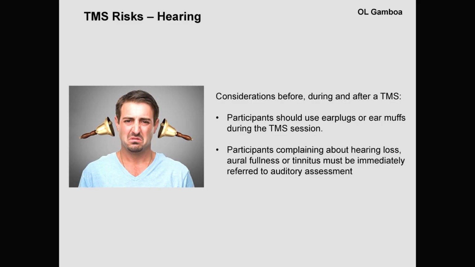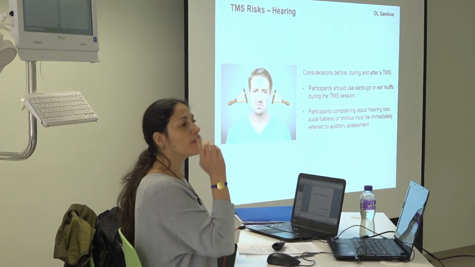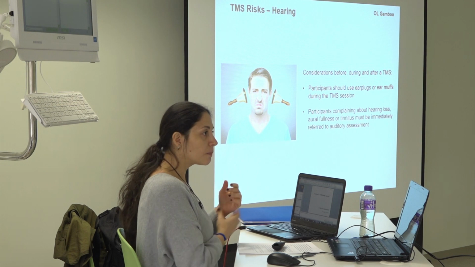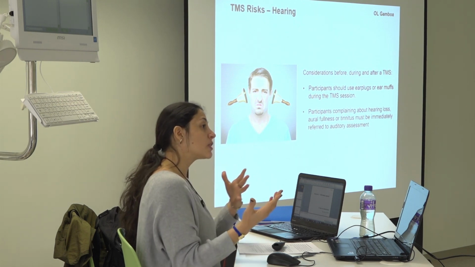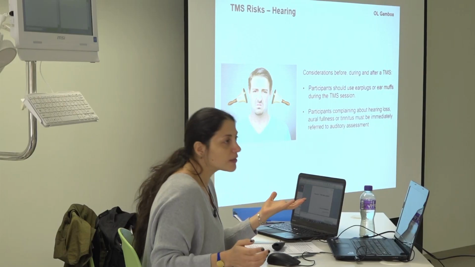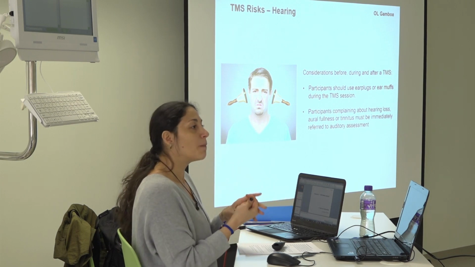As I said already, participants should use earplugs or earmuffs during the TMS session. Participants complaining about hearing loss or aural fullness or tinnitus must be immediately referred to auditory assessment. If a subject complains, look, I am hearing some bells or whatever, they should be referred to a doctor immediately to check what happened, okay? When you are doing your assessment to bring participants here, you need to tell them that this is a possibility, not scare them, but tell them there is a possibility that they will have this problem.